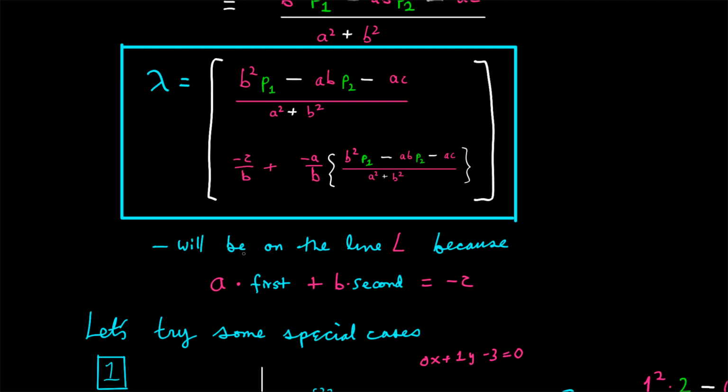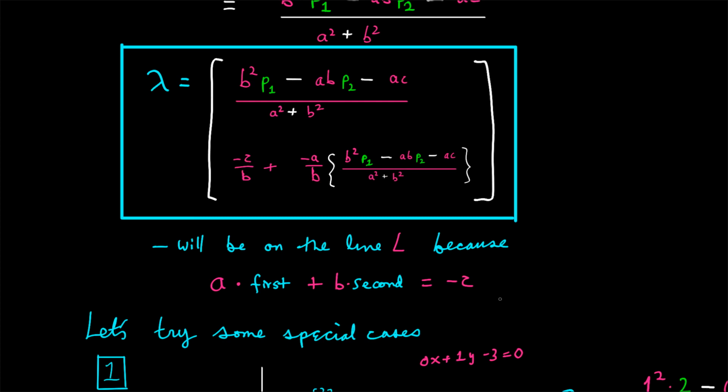And this is going to be on the line L because we take a times the first plus b times the second. Well, the b will cancel with the b in this fraction. So it actually doesn't matter what you put in here. That's the idea with the t. Doesn't matter what you put in here. A times the first plus b times the second. Well, the b will cancel out and you just get minus c no matter what. So it's definitely on the line L because this is a perfectly valid value of t.